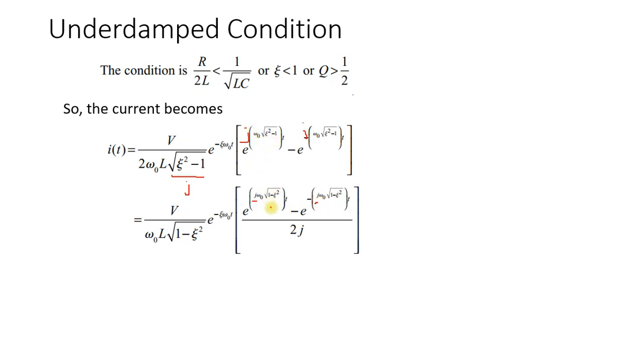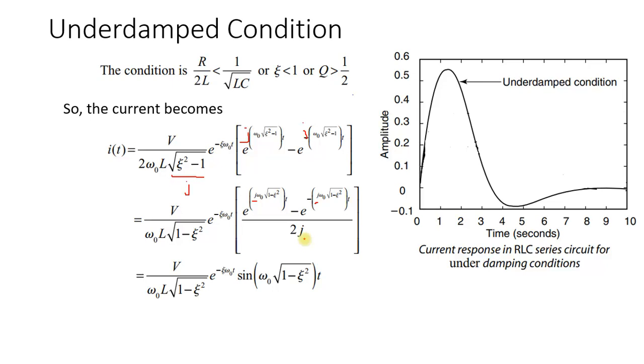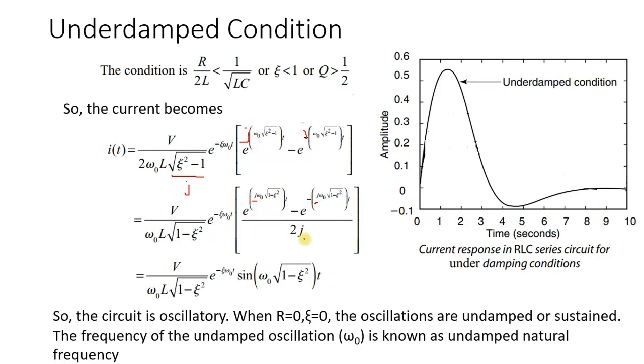We know that e power jx minus e power minus jx divided by 2j is replaced by sin x. In our previous lecture we gave the formulas. So it is replaced like this. Here the sine term is present, so it is an oscillatory function. So the circuit is oscillatory.